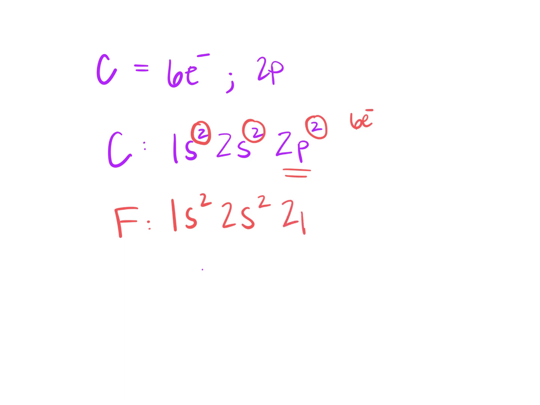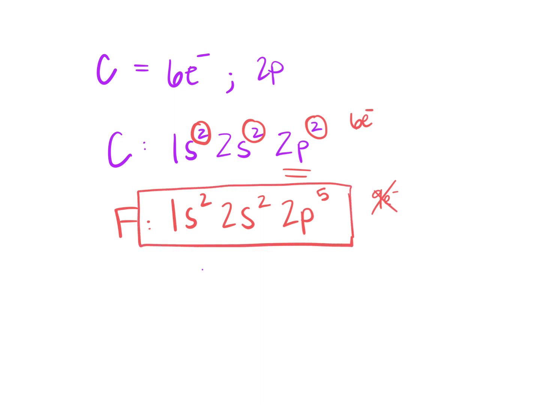And then we get to 2p, and fluorine is 1, 2, 3, 4, 5. So 2p5. Then I add up my electrons. 4 plus 5 gives me 9 electrons. Is that how many fluorine was supposed to have? Yes, right? This is my answer. That's my electron configuration, the arrangement of my electrons within their orbitals.